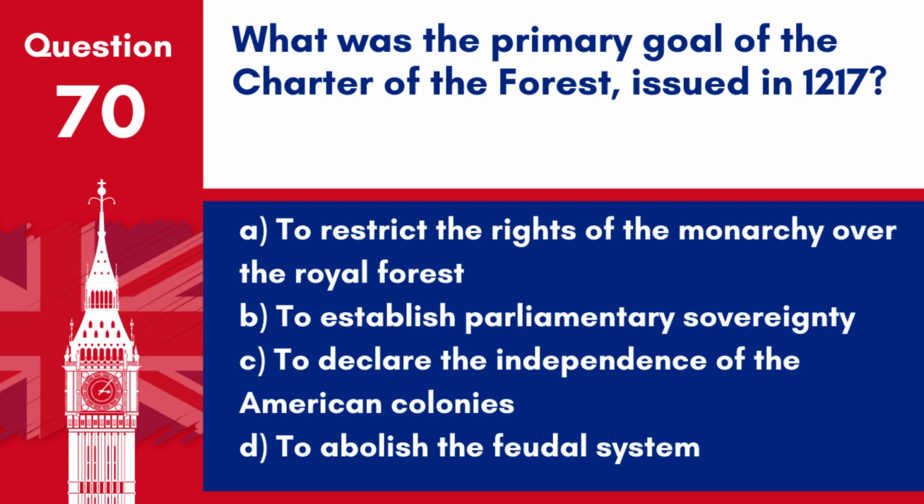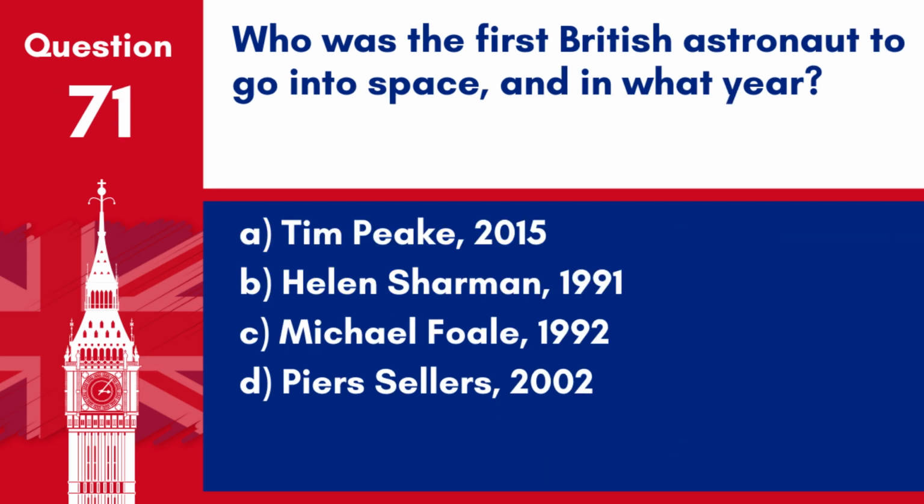Answer: A. To restrict the rights of the monarchy over the royal forest. The primary goal of the Charter of the Forest, issued in 1217, was to restrict the rights of the monarchy over the royal forest, offering more freedoms to the land's inhabitants. Question 71. Who was the first British astronaut to go into space, and in what year?